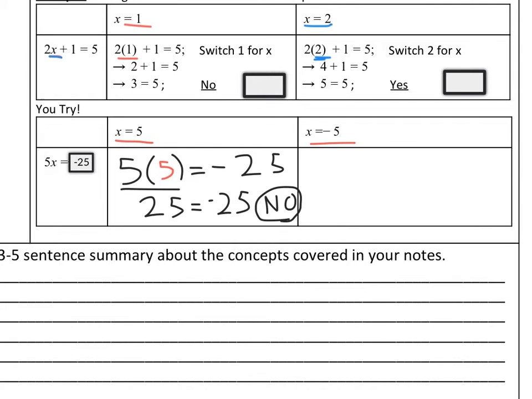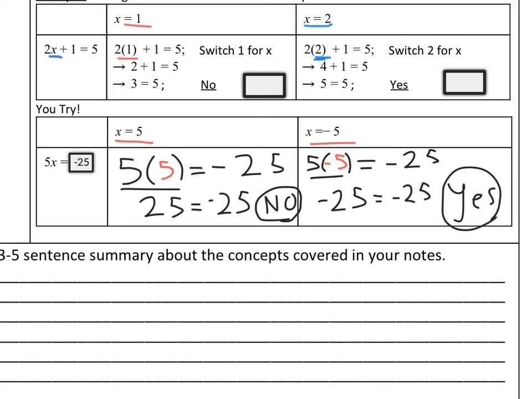Let's check out that negative 5 though. That'll give us 5 times, instead of x, we're going to put in negative 5. Does that equal negative 25? And here we do have a positive times a negative. 5 times negative 5 is negative 25, which does equal the negative 25 that we want. So yes, this is a solution.